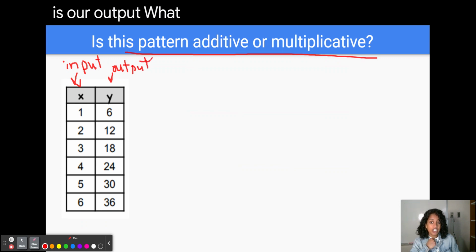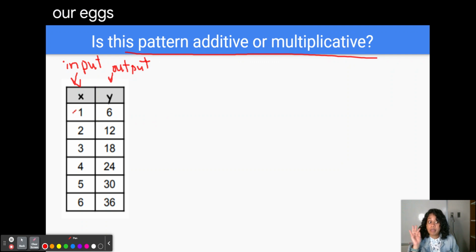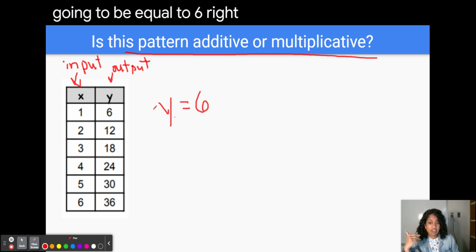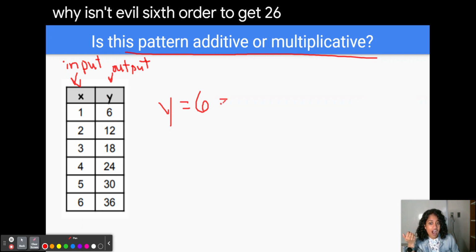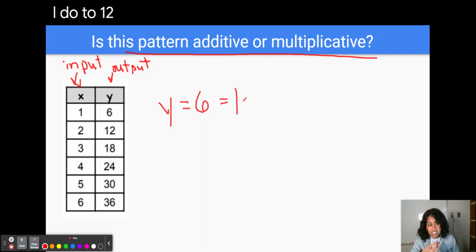So what I'm going to go ahead and do is figure out what this pattern is. Let's look at our x, what we're going to be putting in, and figure out how we get to y. So I know y is going to be equal to 6. In order to get to 6, I have to input my x, which is 1, and I've got to figure out what I can do to 1 to get to 6.